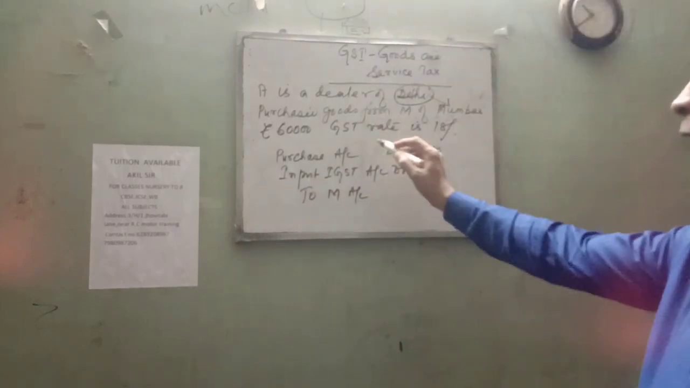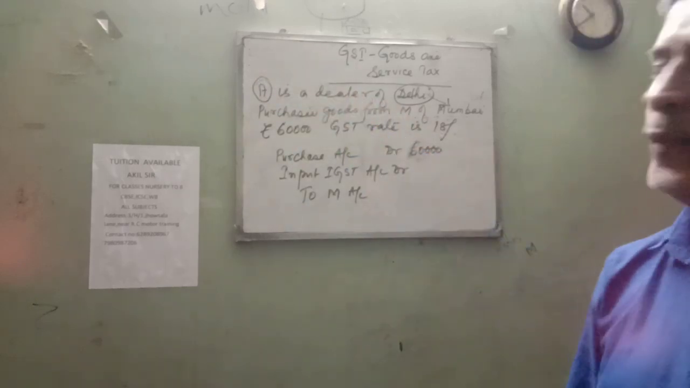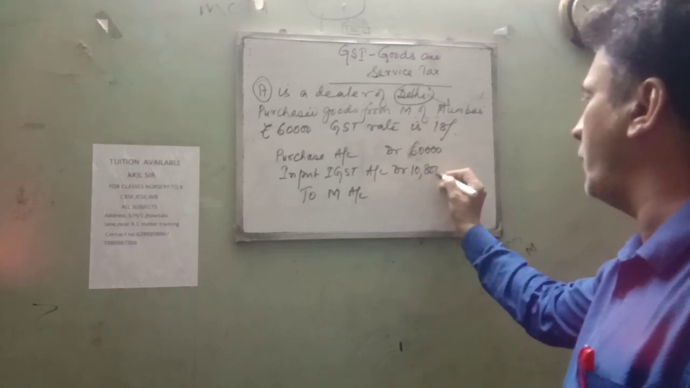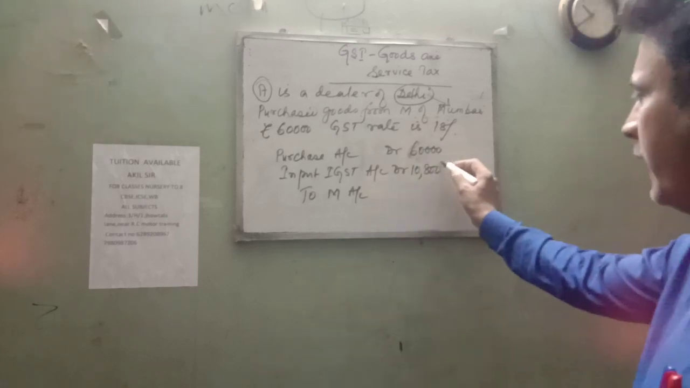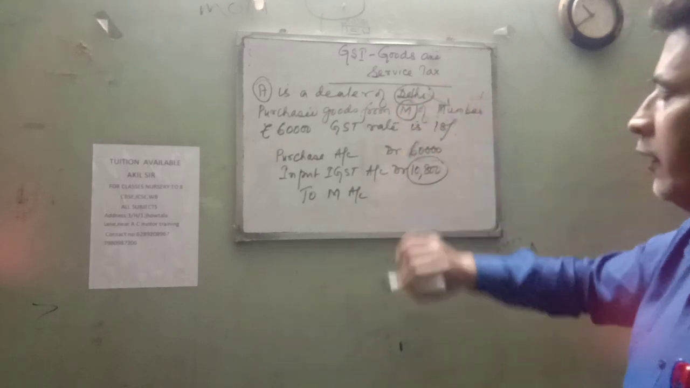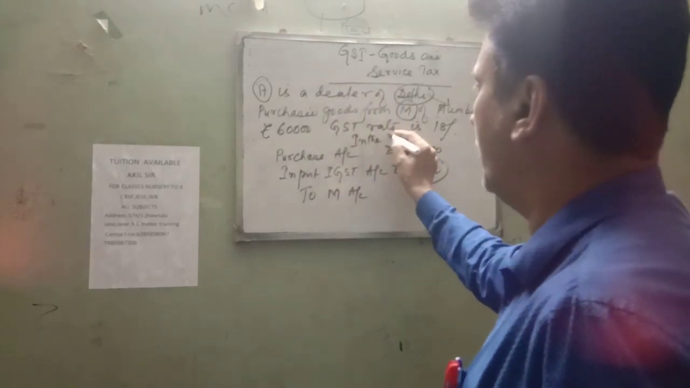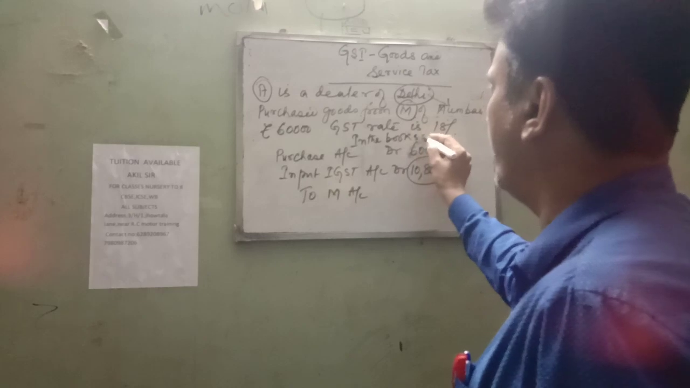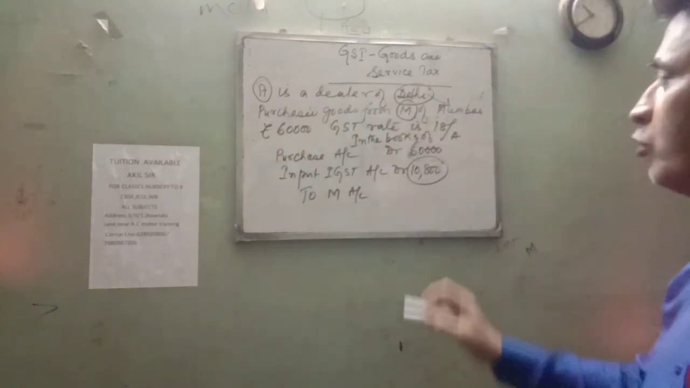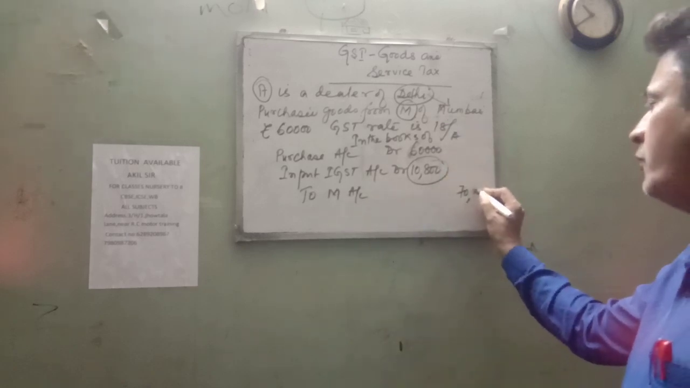How much does he have to pay? Mr. A has to pay 18% of 60,000. How much would it be? 10,800 extra amount, which is paid by A but collected by M. We are recording entries in the books of A. It is in the books of A, the dealer who has purchased goods from M, but in the books of M it would be sale. So in that case, M account, how much? 70,800.